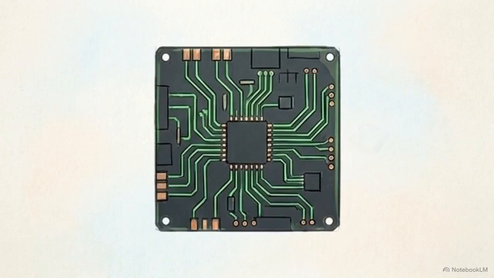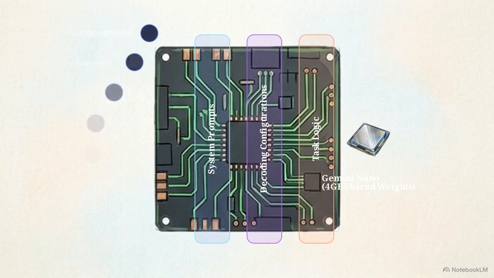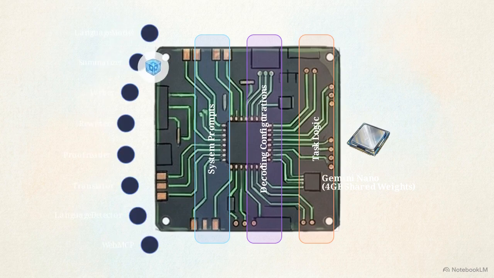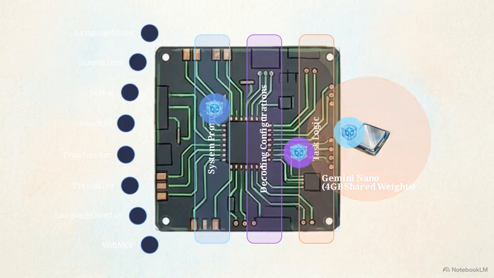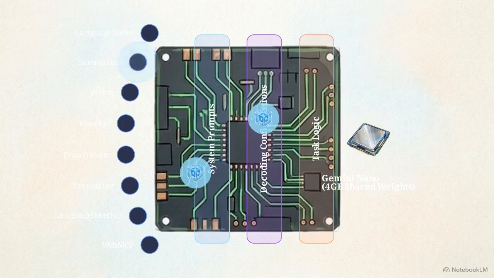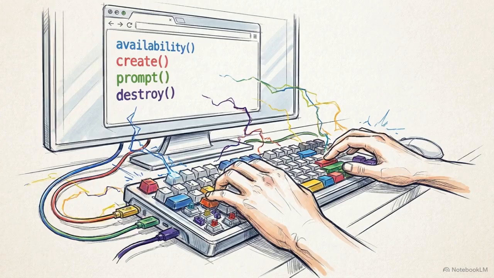Chrome uses a unified architecture. 8 API endpoints, from summarization to translation, route back to the Gemini Nano model in VRAM. The browser layers distinct system prompts and decoders over these shared weights, allowing one 4 GB model to act as a specialized writer or translator. Developers interact with these endpoints through a standardized 4-verb lifecycle.